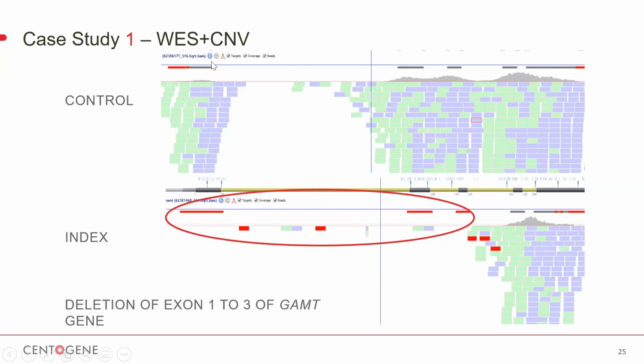For the control, we start from the above. These gray boxes are related to exons. This is the first exon, the second gray box is the second exon, the third exon, and so on. For the control case, there is availability of reads starting from the first exon to the last of the exons. And for our index, no reads are available from the first to the third exon. And this confirmed the deletion of exon 1 to exon 3 of the GAMT gene.